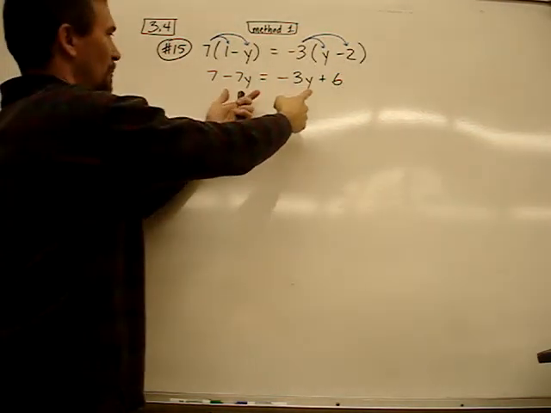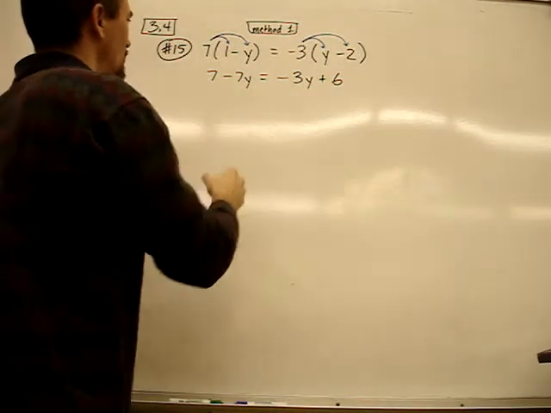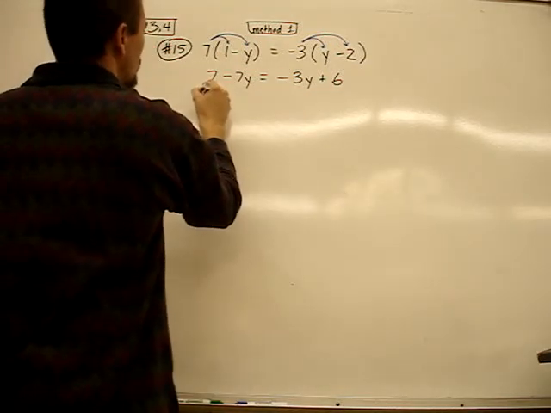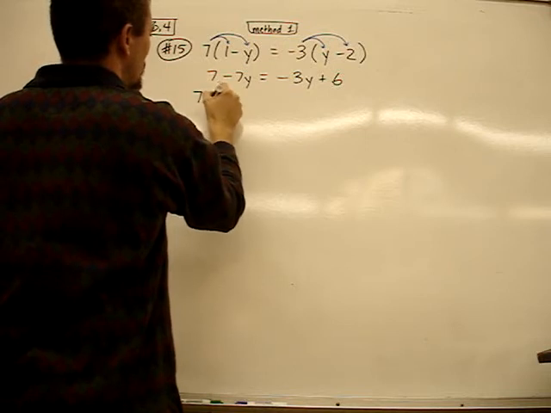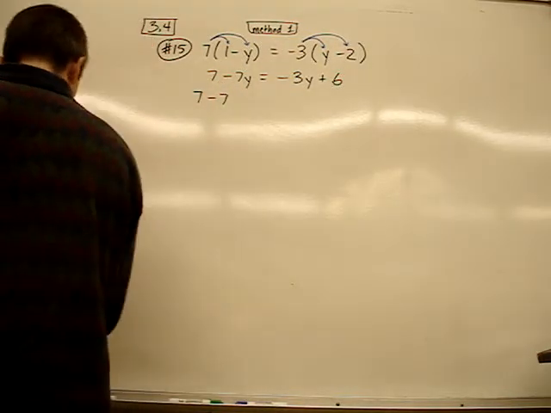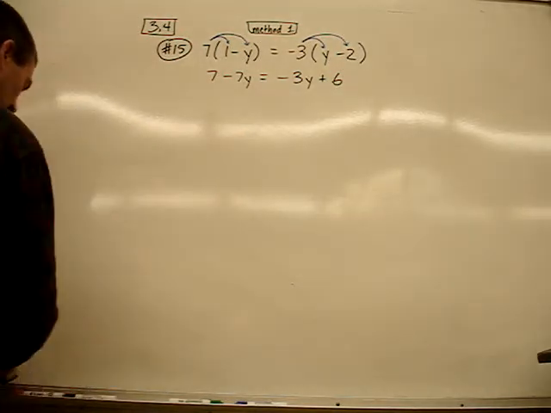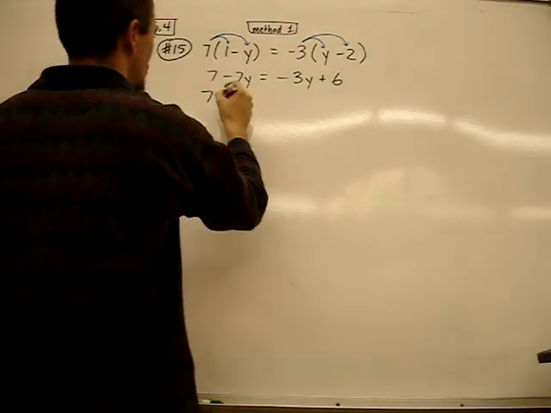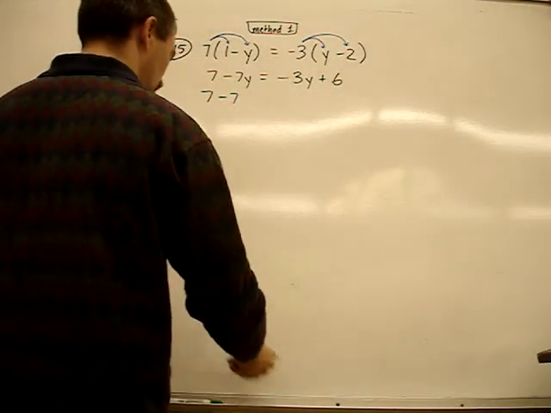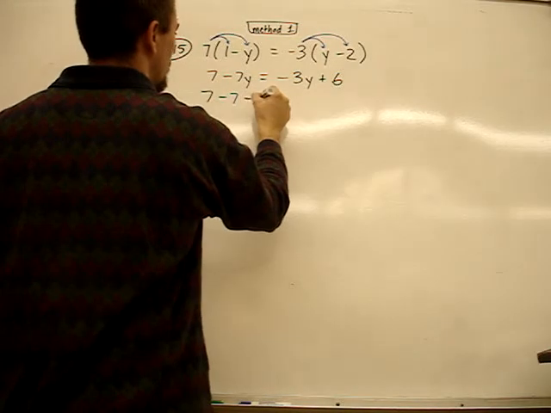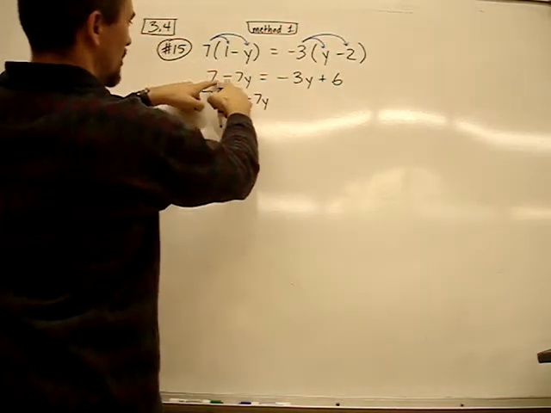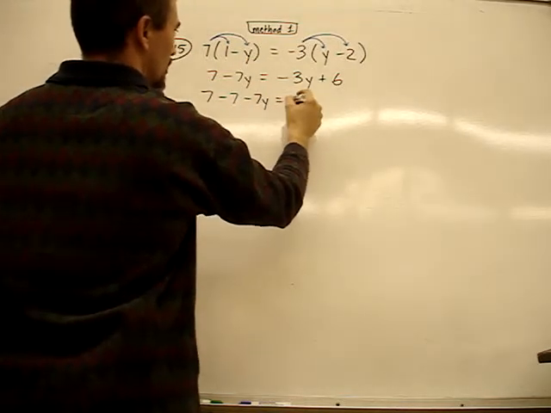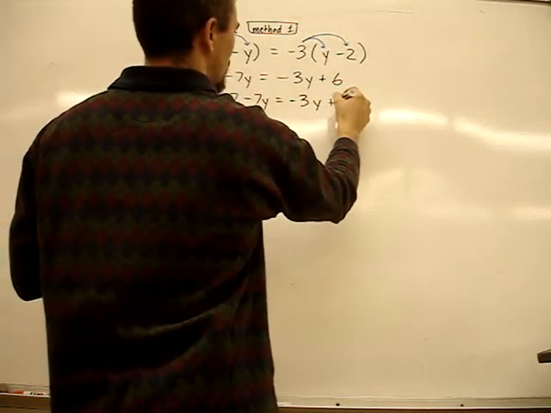I like to bring all my variables this way and all my numbers that way, so I'm going to get rid of that 7 so it can end up over there. So let me make a little bit of room here. 7, and I'm going to put a minus 7 in there. It probably would do me well to actually use colored markers so you can really see that the only thing being changed is a negative 7 added to both sides. So clearly you should be able to see I'm squeezing a negative 7 in between these two terms. And there it is. Negative 3y plus 6.